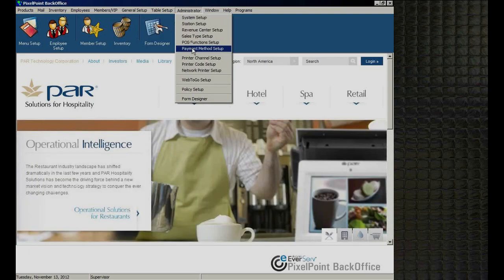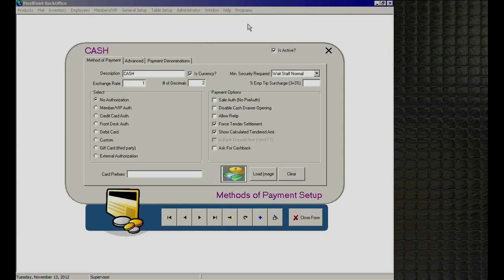All right, the next thing we have is payment methods setup. So I selected on this, and this is where you put in all of the different tenders for the PixelPoint system. So coming into this, the first thing we have here, we're on cash, and we've got Visa, MasterCard, and all these other ones as well.